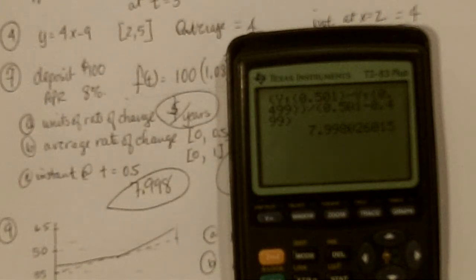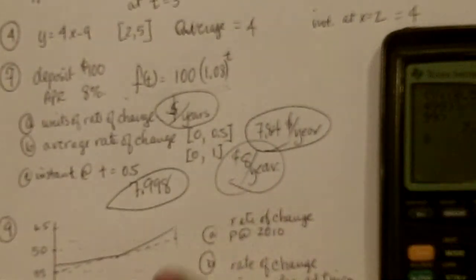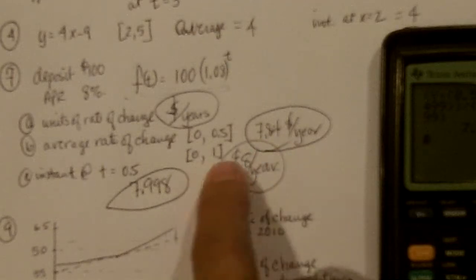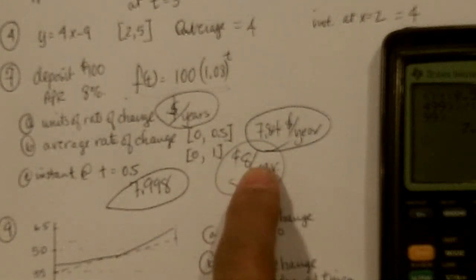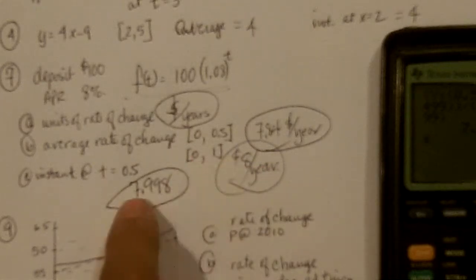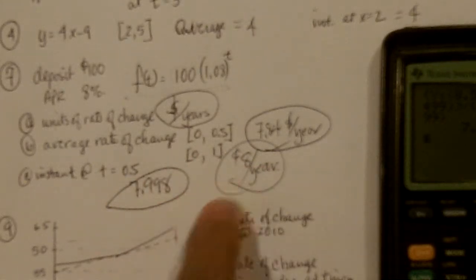Halfway through, it's almost 8. Early on it's less, later it's probably more, making an average of 8 over the whole interval, 0 to 1. But at 0.5 it's close to the average of 8.